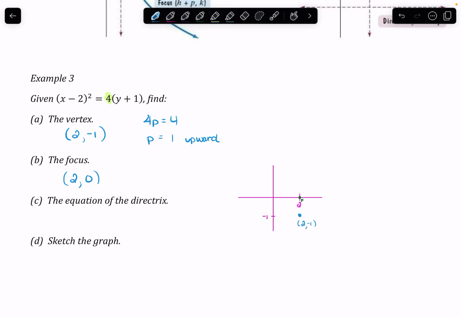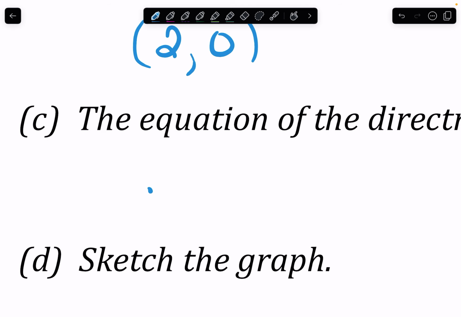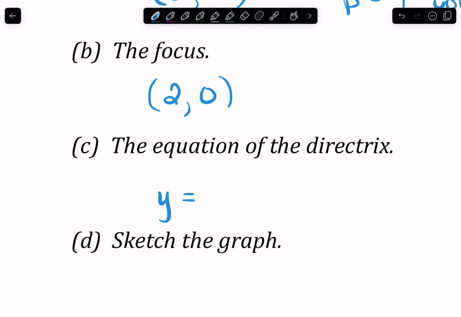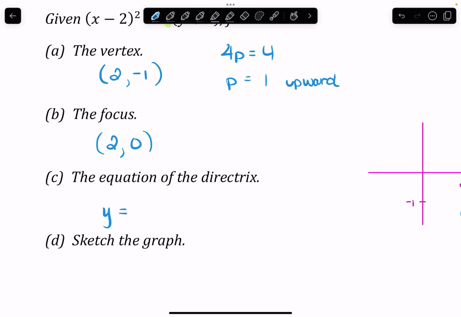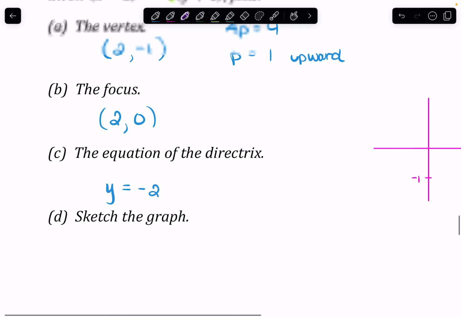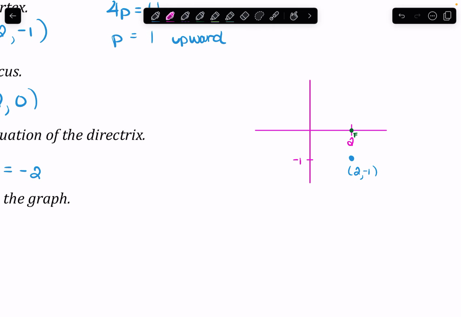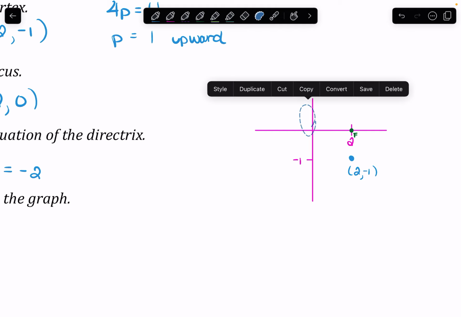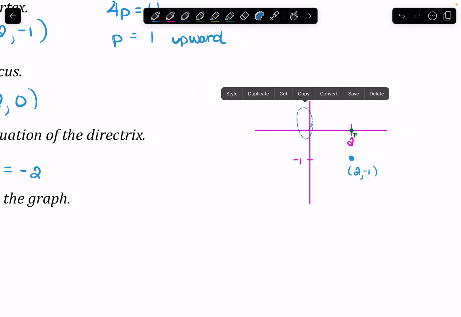Equation of the directrix. The directrix is P units below. So it's going to be y equals, because it's got to be a horizontal line. Now we go P units below the y value of the vertex. So we're going to go 1 unit below negative 1, which is going to put us at negative 2. So if I draw my directrix in, negative 2, try to keep them equidistant, which means I'm going to move this down some. About there. And that's a dashed line.